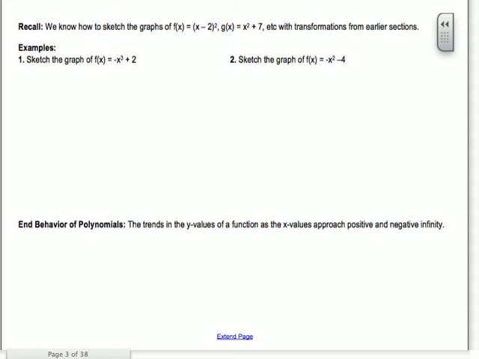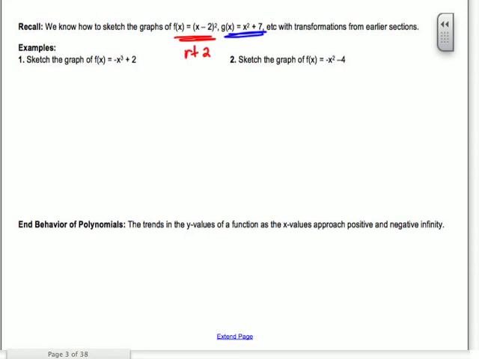Okay, so last semester we talked about how to sketch the graphs of f of x equals x minus 2 squared and g of x equals x squared plus 7 with transformations from earlier sections. Do you guys remember the transformations? If I had x minus 2 squared, remember if something's inside with the x value, in the parentheses, it kind of does the opposite of what you would think it does. So when I see -2, I think I would go left 2, but it really goes right 2. This one went right 2.